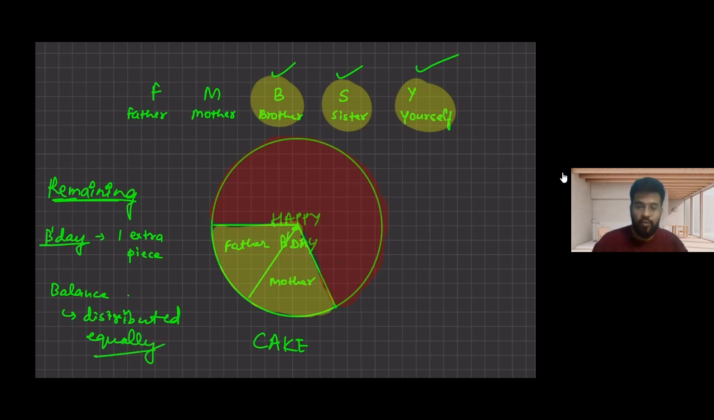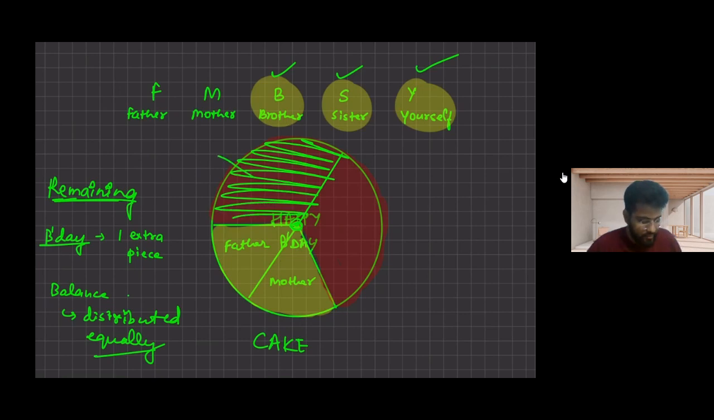So this whole was remaining. Out of this, 50% is for yourself, the zigzag lining, because I get one extra piece since it is my birthday, and I have got the major portion over here. My brother and my sister will get the remaining ones. This will be for my brother and this will be for my sister.